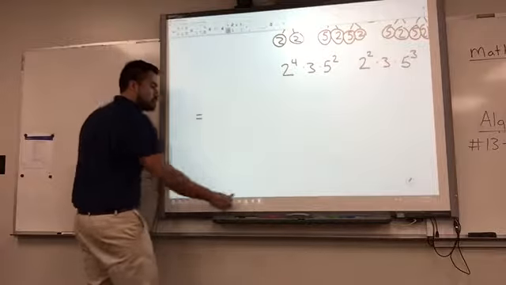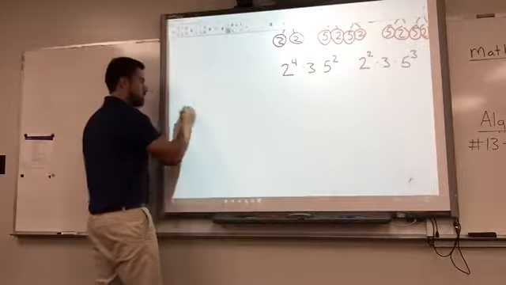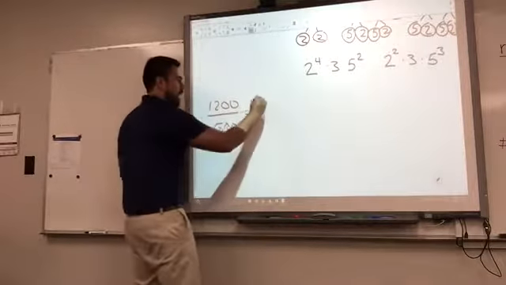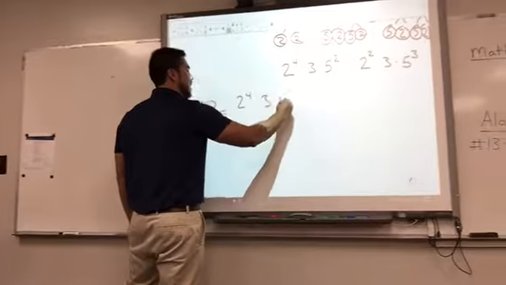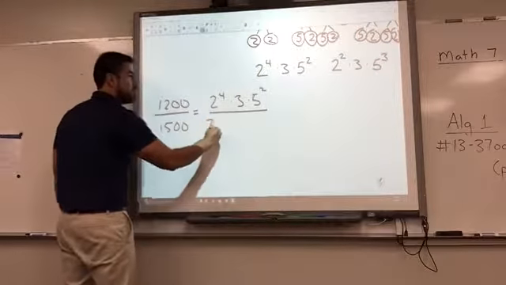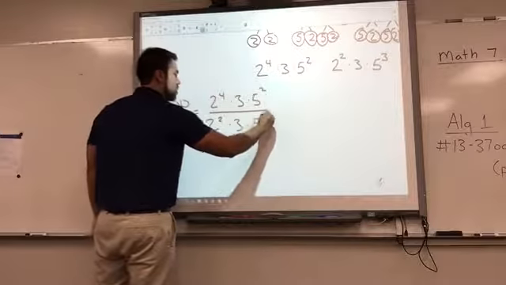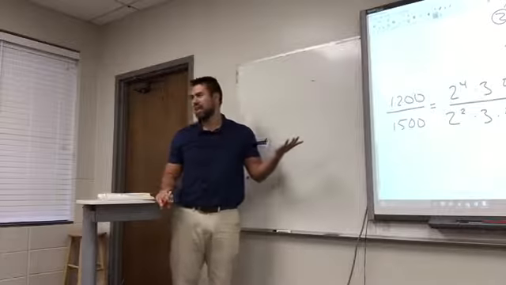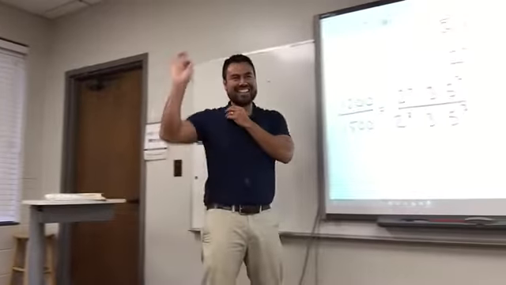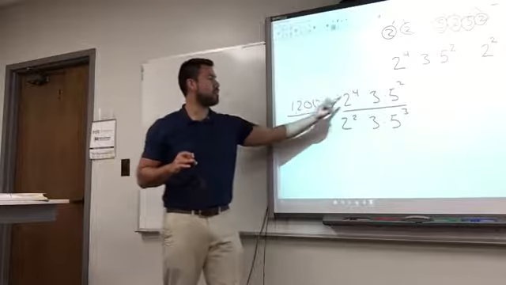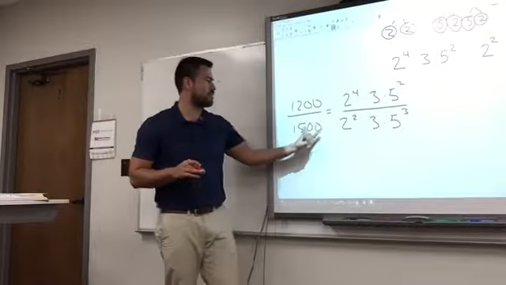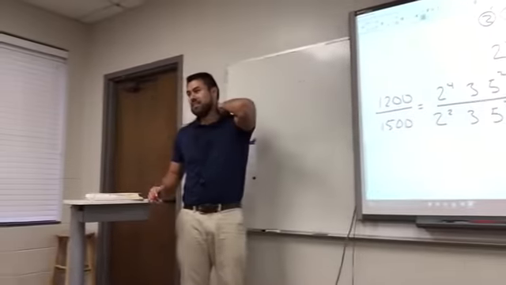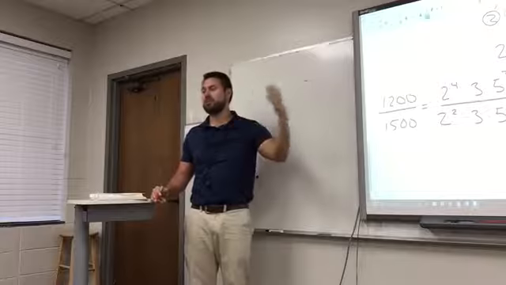1200 over 1500 can be rewritten as 2 to the 4th times 3 times 5 squared over 2 to the 2nd times 3 times 5 cubed. Right? I'm just rewriting it. You guys okay with that? I just rewrote it. Do you see how I got 1200 into this? And do you see how I got 1500 into that? So I'm just putting it in a different form. Once you get into this form, now you can do the process we're going to go through.